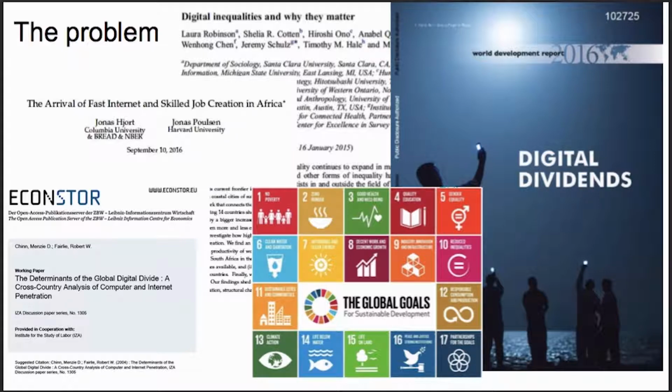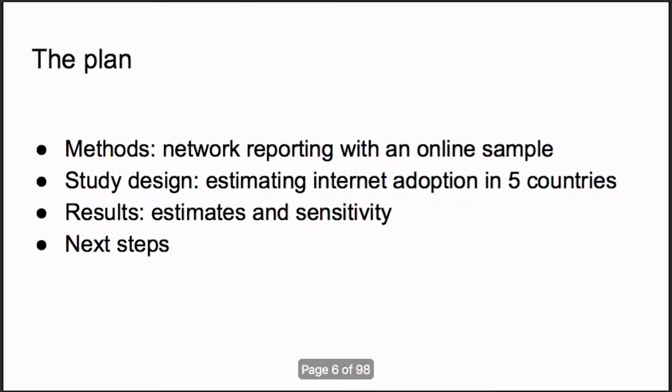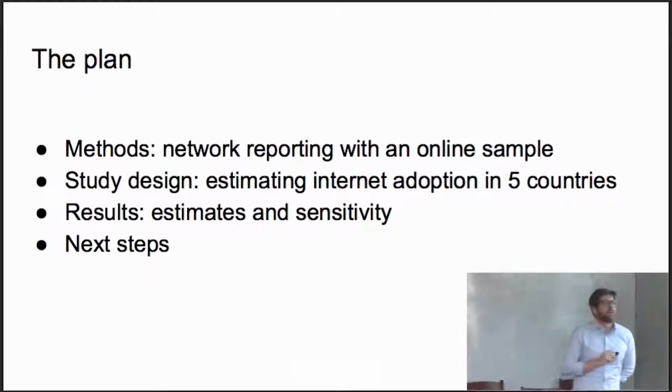So we'd like to try to be able to quickly and cheaply estimate internet adoption. And so that's what we're going to talk about today. The general structure is that I'm going to talk a little bit about the methods, and then the study design, then I'll show you some actual empirical results, and I'll talk about where I think this kind of way of thinking about the online-offline problem can go in the future.